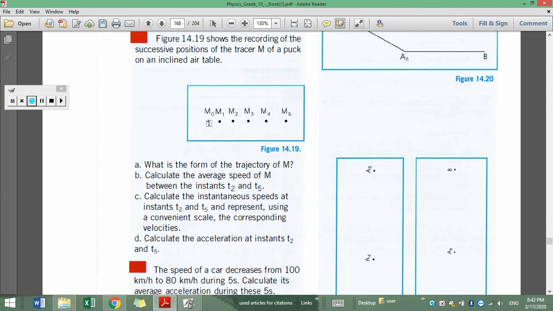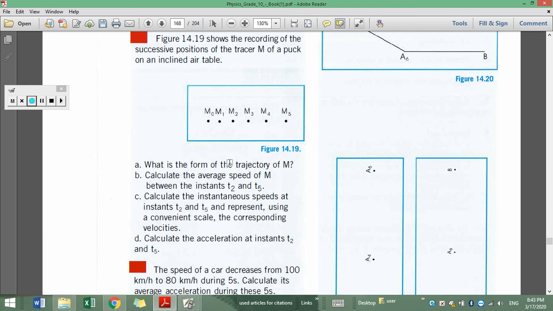So initially it started at position M0. After 60 milliseconds, after tau equals 60 milliseconds, it reached position M1. Then after another 60 milliseconds, position M2. After 60 milliseconds, position M3. After 60 milliseconds, position M4. After 60 milliseconds, position M5.